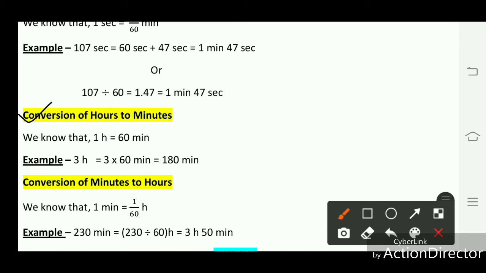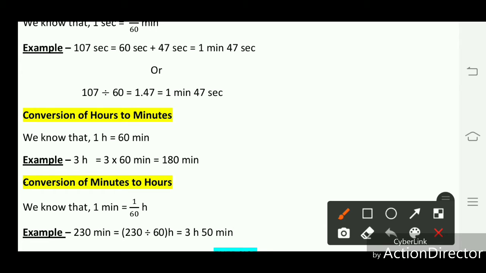Conversion of hours to minutes. We know that 1 hour equals 60 minutes. Now example, here we convert 3 hours into minutes. So 1 hour equals 60 minutes. Here we multiply 3 by 60 minutes. So we get 180 minutes.